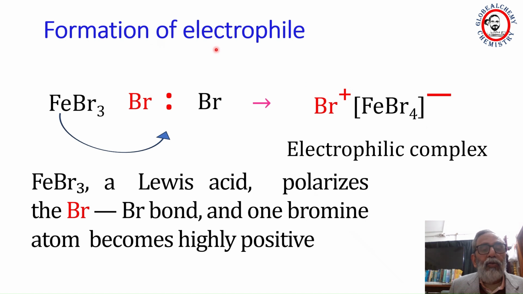So formation of electrophile, for example FeBr3, when it approaches the bromine molecule, the electron pair goes to one of the bromine, and this gets positive charge and this gets the negative charge. And this complex, that is electrophilic complex, is formed. So FeBr3 is a Lewis acid, it polarizes the Br-Br bond, and one bromine atom becomes highly positive. So this is an electrophile, and this is the electrophilic complex.